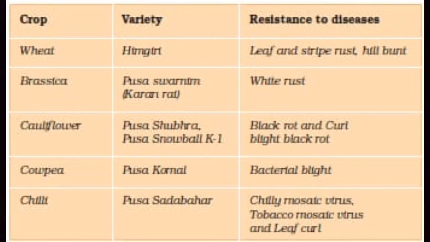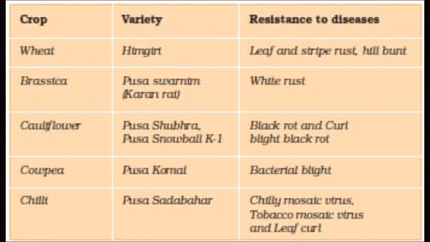Now we come towards table 9.1, the table for chapter 9, page number 174, and this is one of the most important tables. In this table you mainly see a number of crop plants and their varieties that have been developed. Why were these varieties developed? The varieties are mainly developed for resistance to disease.